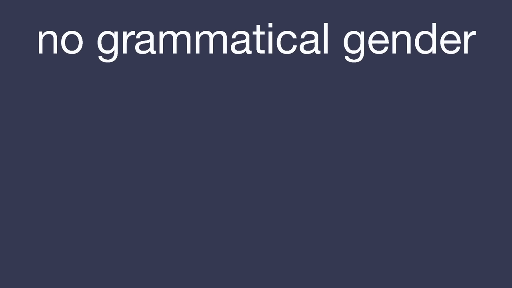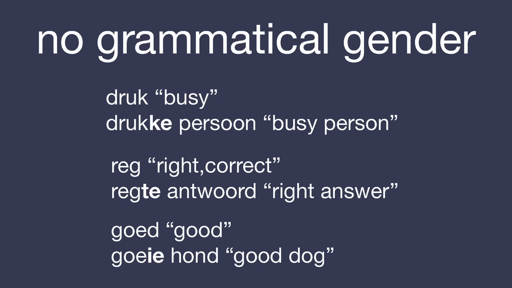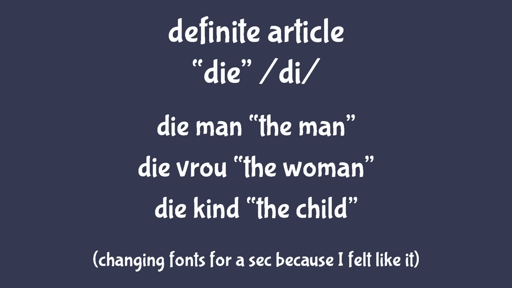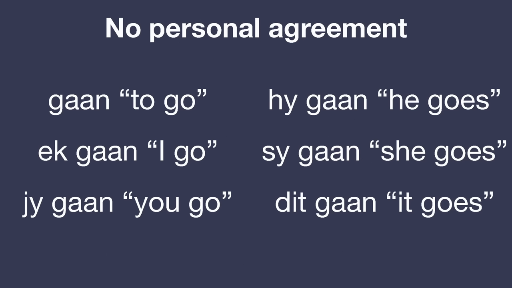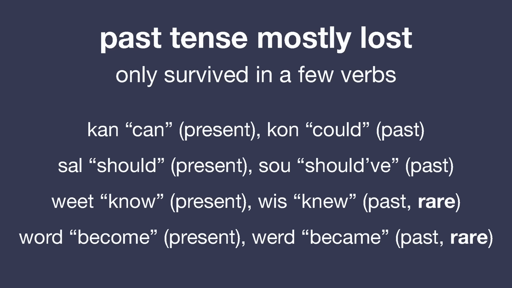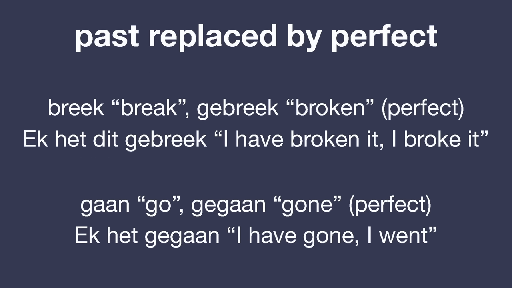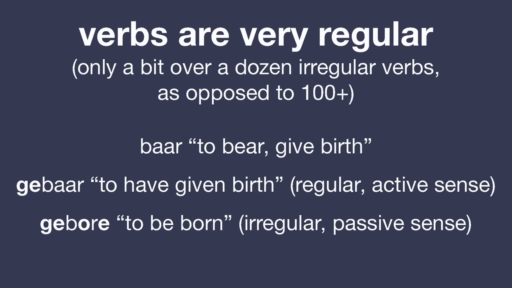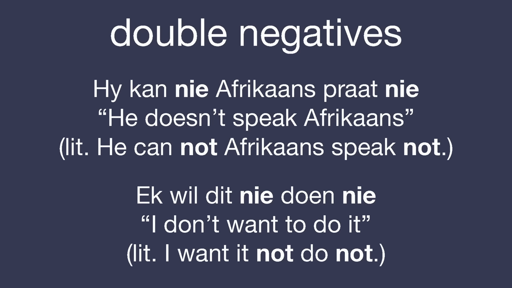Afrikaans doesn't have any form of grammatical gender, though adjectives still inflect when coming before a noun, but with one form as opposed to two in Dutch. Afrikaans also has the indefinite article as D instead of Dutch de or ut. Verbs lack any personal agreement whatsoever, and the past tense was lost, only surviving in a handful of verbs, and for all others, the perfect form of verbs took its place. Afrikaans verbs are very regular for a Germanic language, but a few have irregular perfect forms that alternate with regular conjugations. Sometimes both are used, but with different senses. Afrikaans exhibits the double negative, where two negative words complement each other instead of canceling each other out.